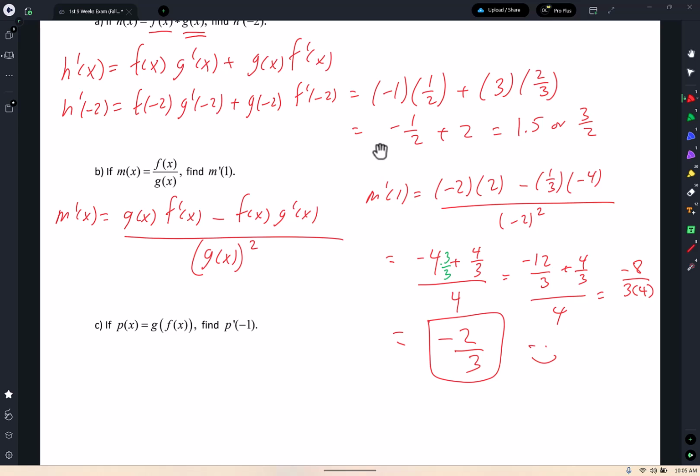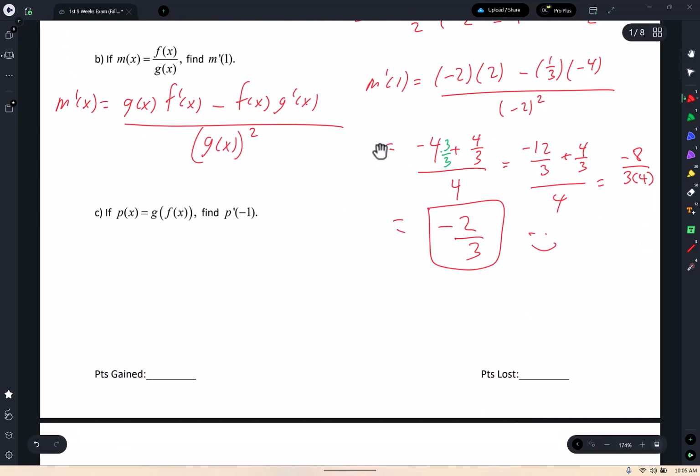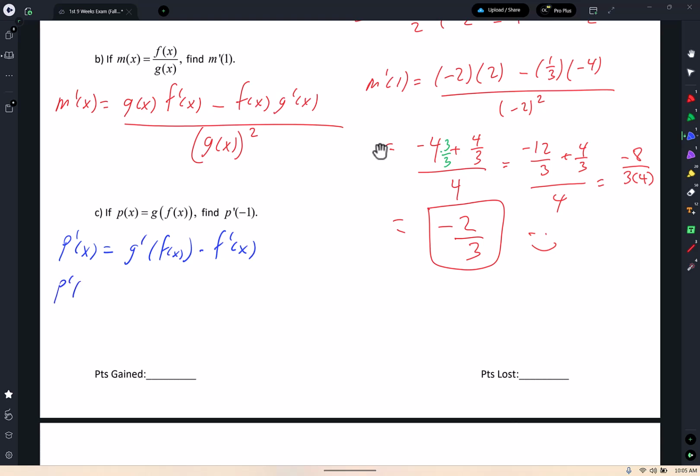What rule for letter C? Chain rule. It's just pure chain rule. P prime of x. Let me change the color because we're running out of space and I don't want you to confuse it for the other stuff. P prime of x equals derivative of the outside, leave the inside alone, times what? Derivative of the inside. Good job. I'm just going to plug in negative 1. P prime of negative 1 equals g prime of f of negative 1 times f prime of negative 1.